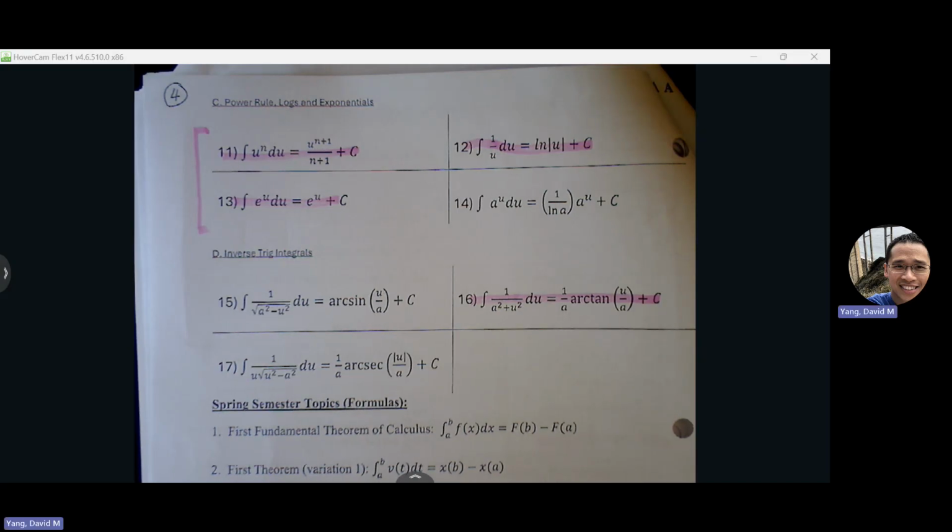I have different things kind of spread out across different sheets here. So let me see if I can highlight a couple of them.